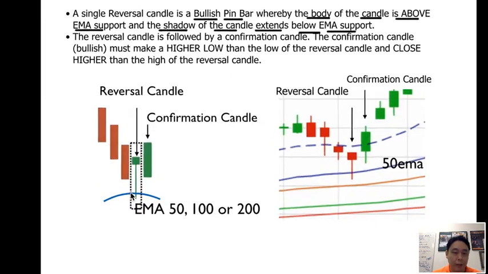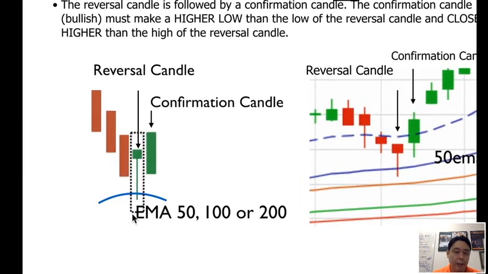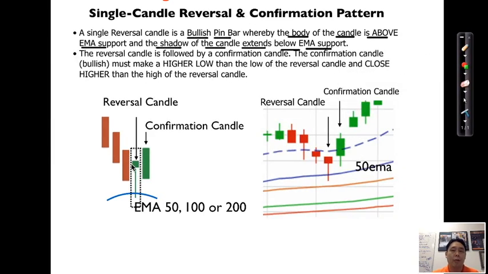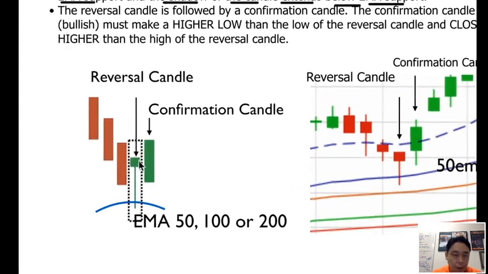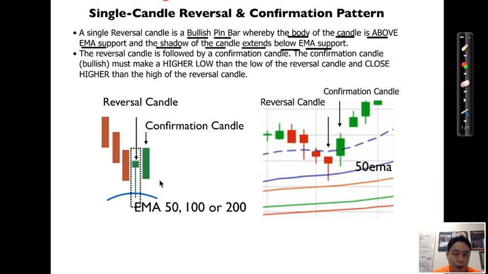So again, you can see over here, this is a single candle reversal pattern. So if you see a bullish pin bar, recall a bullish pin bar always has a small body and a long lower shadow. That by itself is a sufficient entry, okay? So the body of the candle must be above the moving average. Check. The lower shadow must cut below the moving average. Check. That's a single candle reversal pattern, right? So this is a lot simpler.